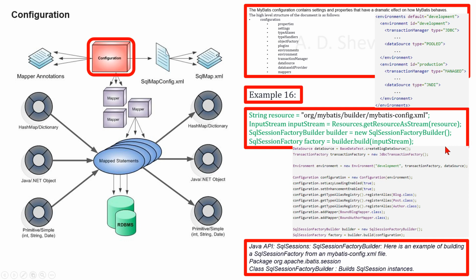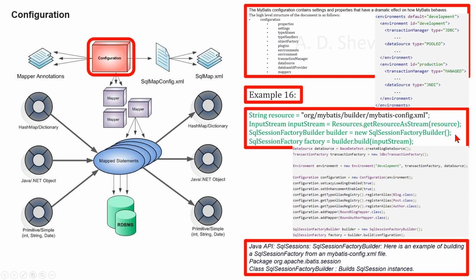To summarize, the first four methods are largely the same build method, but with overrides they allow you to optionally specify the environment or properties. Here is an example of building a SqlSessionFactory from mybatis-config.xml.